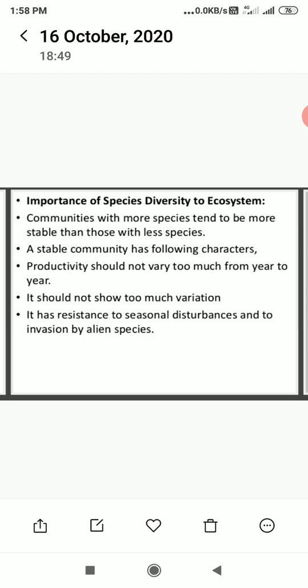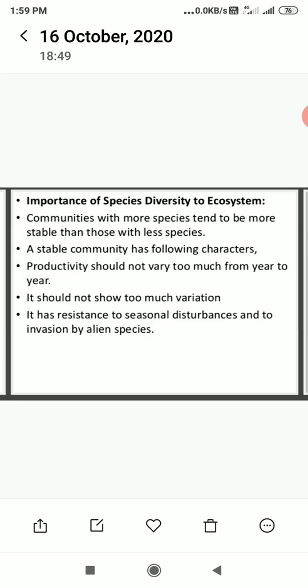It is experimentally proved that the community where the number of species is more, in comparison to the community which contains fewer species, is considered more and more stable. How is that community considered stable? The characters are: number one, productivity should not vary too much from year to year.